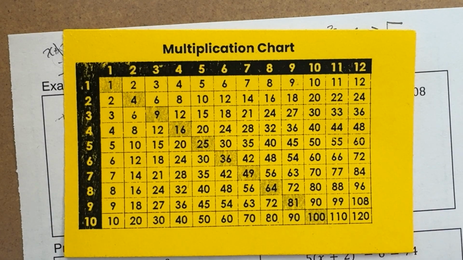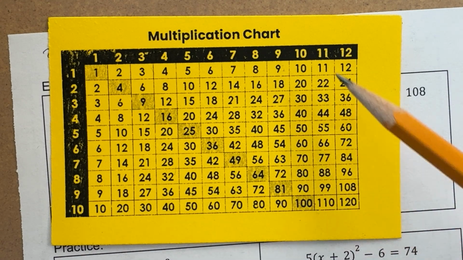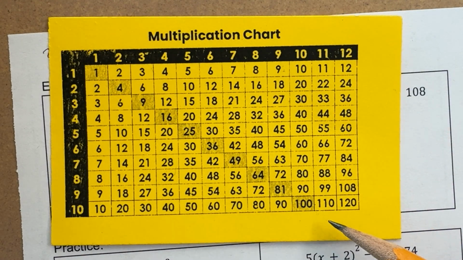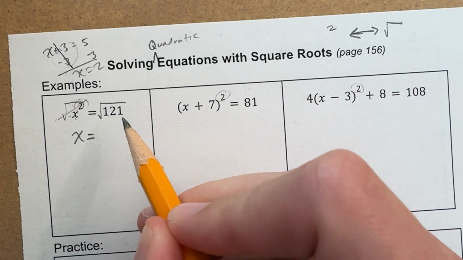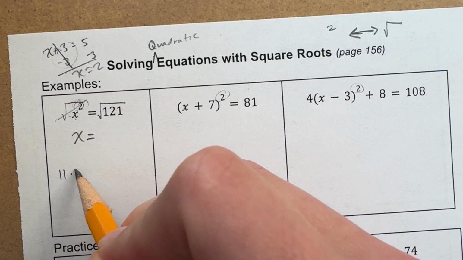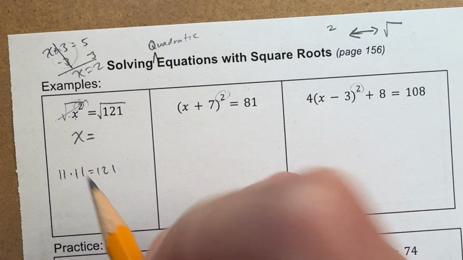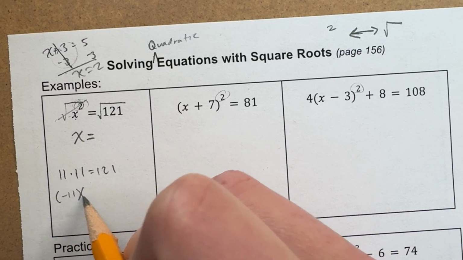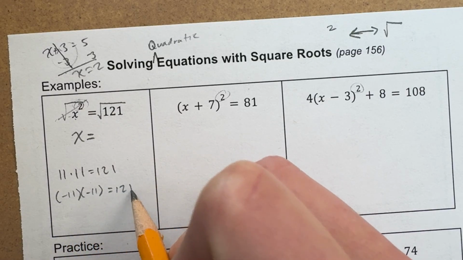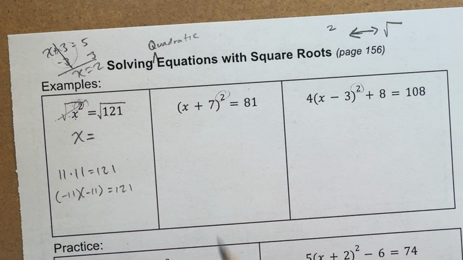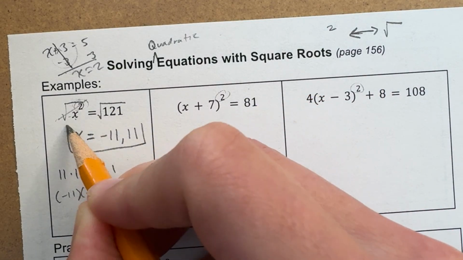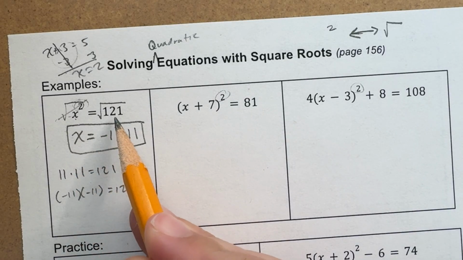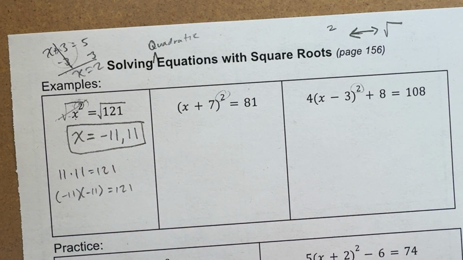Okay, now look, if you have this multiplication chart, it won't quite make it there. But 11 times 11, which is here, is 121. So one of the answers could be 11. 11 times 11 is 121. The thing is that negative 11 times negative 11 is also 121, because a negative times a negative is a positive. So when I say what's the answer, it could be negative 11, it could be positive 11. When I square root, I get a positive and negative answer.